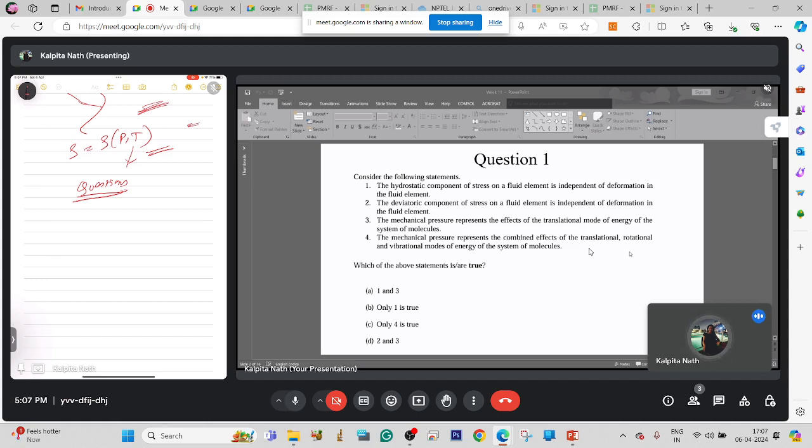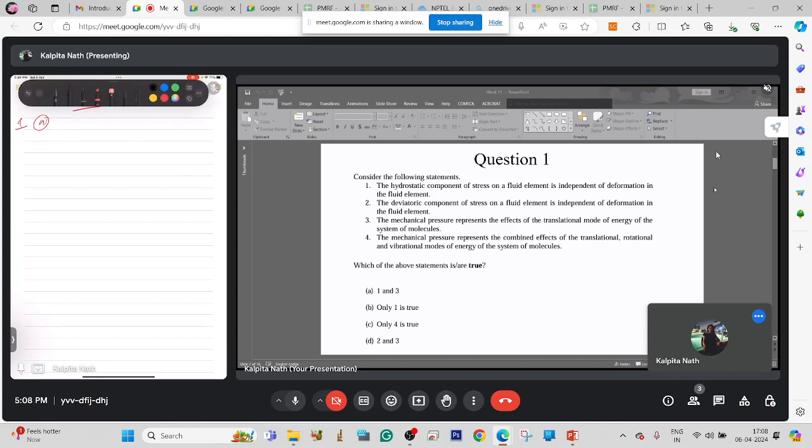So obviously the first one is correct, and the second one is not. The third one, the mechanical pressure represents the effects of translational mode of energy of the system of molecules, is also correct. And the fourth one is again not. So that means option A. Okay, let's proceed to the next question.